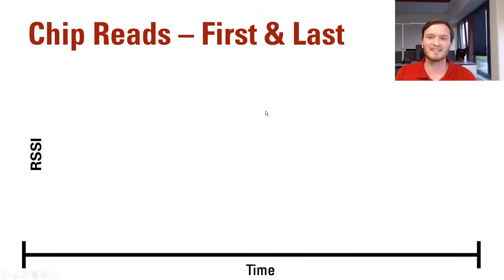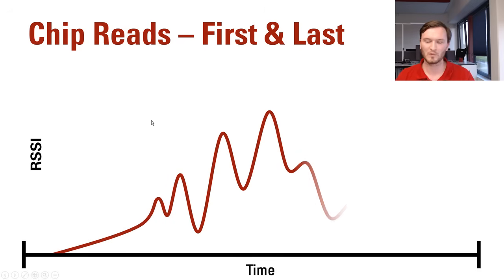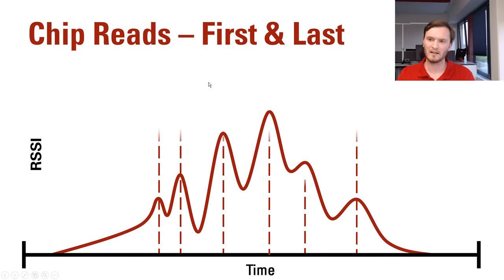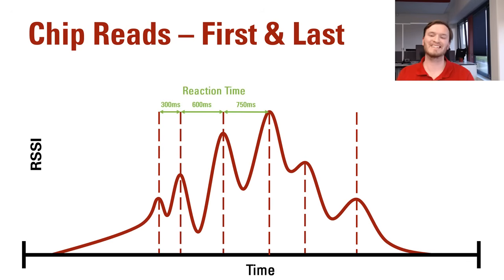So first and last is pretty much what it says on the tin. It's important to know that first and last looks at the chip for the entire duration that it is in the field of the antenna. So here we have the same graph with exactly the same peaks and exactly the same dips. Let's highlight the important peaks again. You might notice the difference here already. Reaction time works in exactly the same way. Of course, this hasn't changed. We still want the time when that chip is directly over the antenna as our first detection.